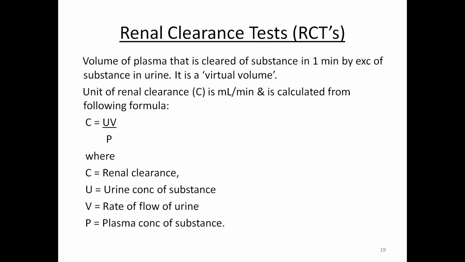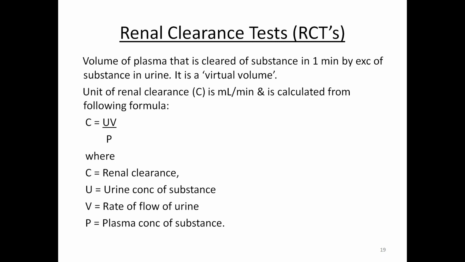So if I tell you that the renal clearance of X substance is 90 ml per minute, what does it mean? A lot of people get this concept wrong. It doesn't mean that 90 ml of that substance has been excreted. No, it means that 90 ml of plasma has been cleared completely of that particular substance in 1 minute. That's what a renal clearance means.